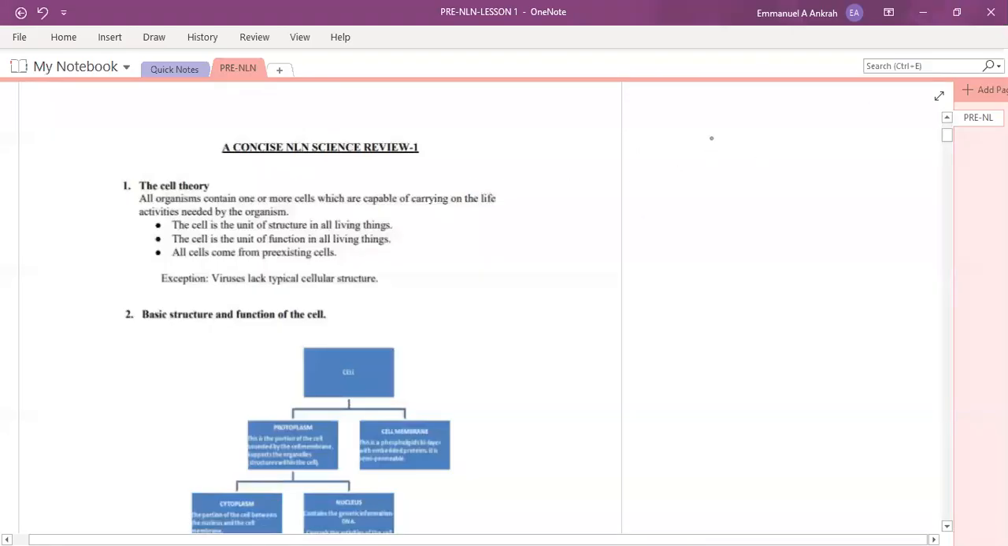Right. So I believe most of you have done anatomy and physiology, if not all of us. So it should be like a quick review.